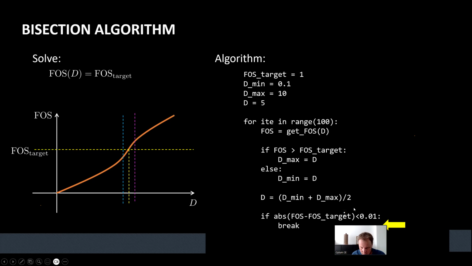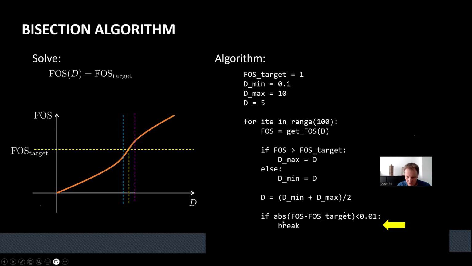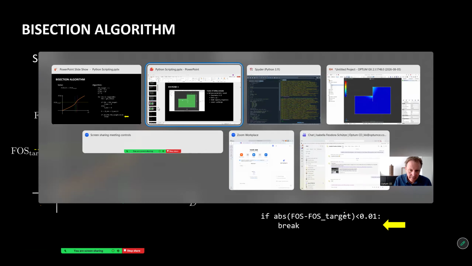And I have a convergence criterion here saying that if the factor of safety is sufficiently close to the target factor of safety, the tolerance is 0.01, then break off the iterations. So you can use anything, of course, but I think this one is not too bad.